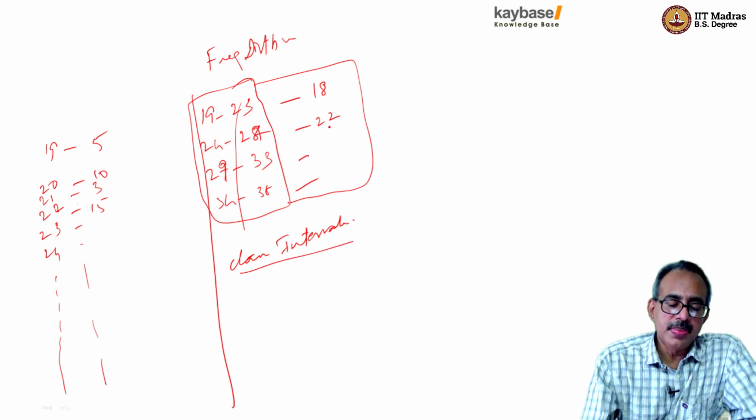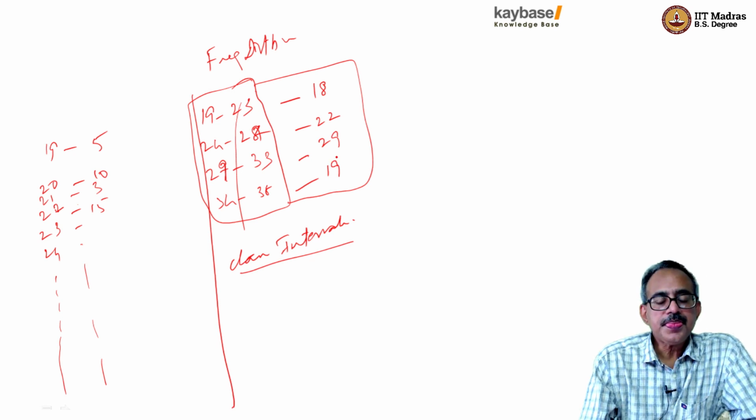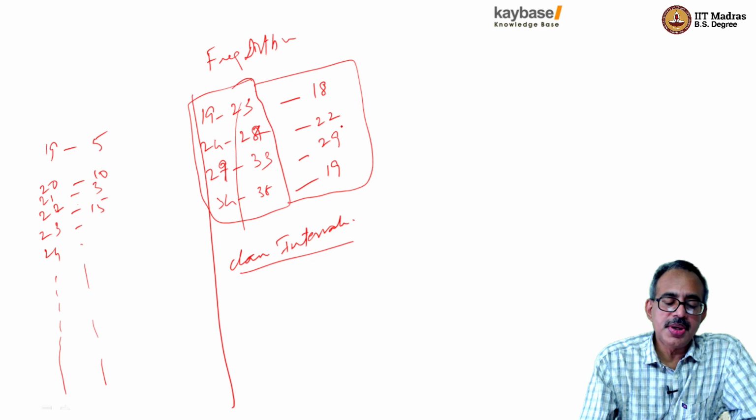So what is the mode here in this example? It will be 29 to 33. Excellent, because there are 29 people there. So the mode comes in the 29 to 33 interval. So what's the actual mode?